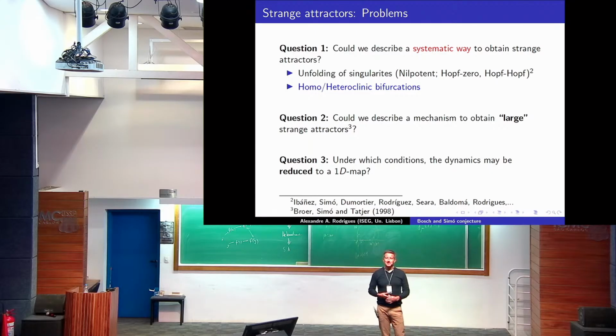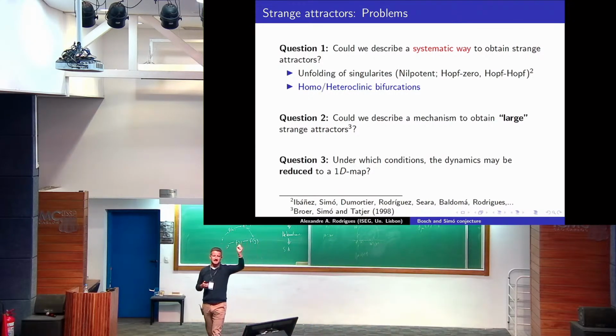So I'm finishing the first part of my talk. Please take this information. What is the main information of this? It is the definition of strange attractor, and the starting point is heteroclinic bifurcation. I would like to have a mechanism to have strange attractors.